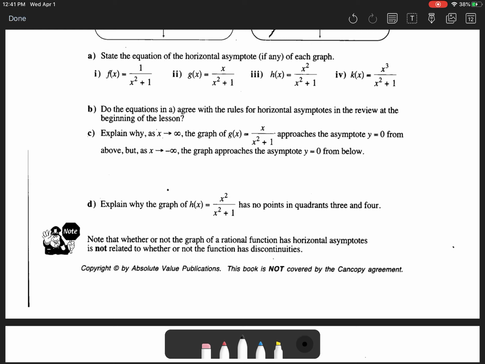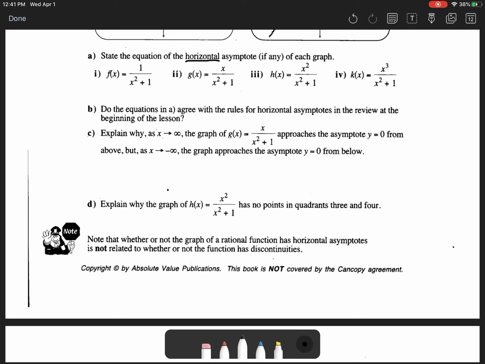A says state the equation of the horizontal asymptote, if there are any, for each of the graphs. So again, the way I like to do it, since we're talking about horizontal asymptotes, is I usually just look at the equation. Again, you can compare it to the graph, and a lot of the time it matches up, but sometimes there are some discrepancies there, and we'll talk about one here in a second.